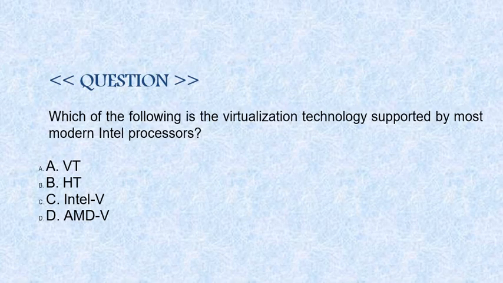The next question is, which of the following is the virtualization technology supported by most modern Intel processors? The options are option A, VT, option B, HD, option C, Intel V, option D, AMD V. The correct answer is option A.